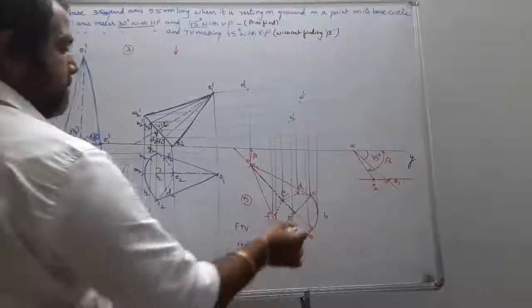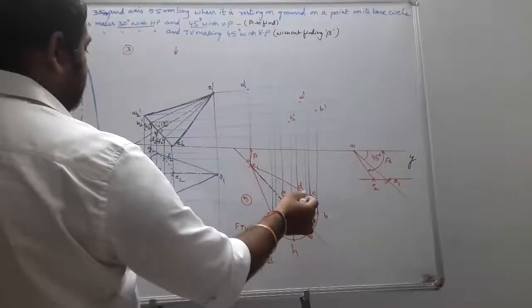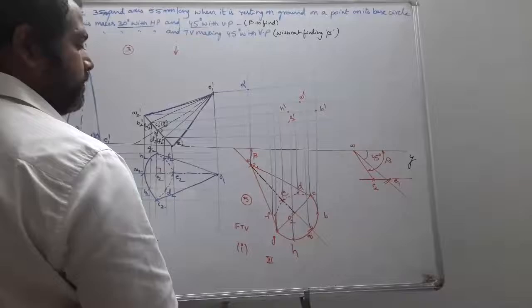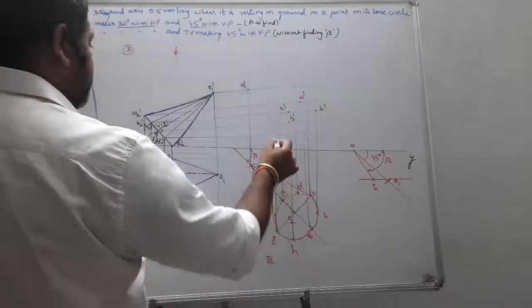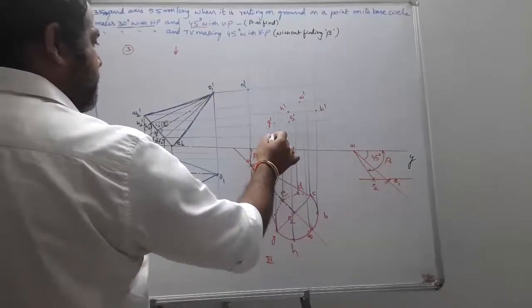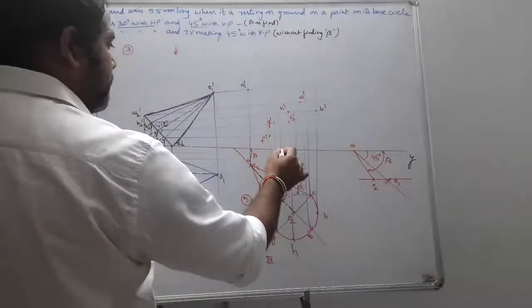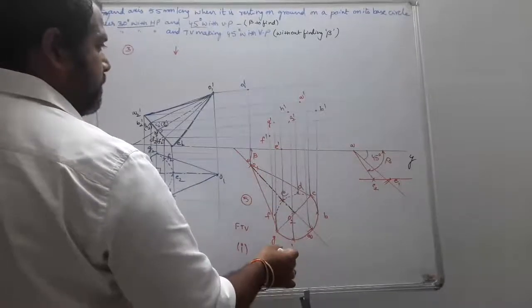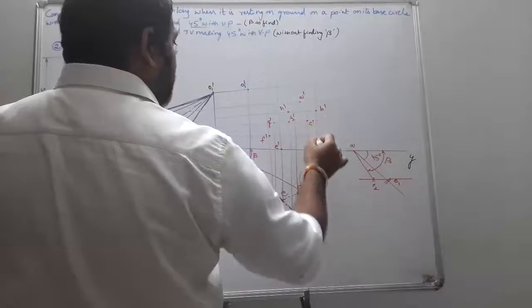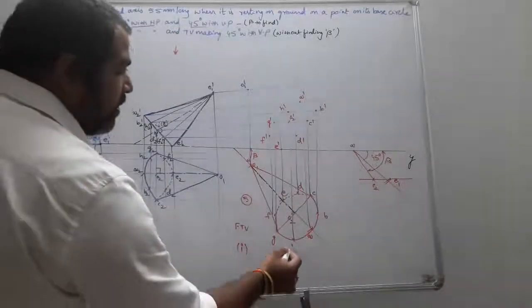Next, here it is A dash, B dash, H dash, G dash, F dash, E dash, C dash, D dash.